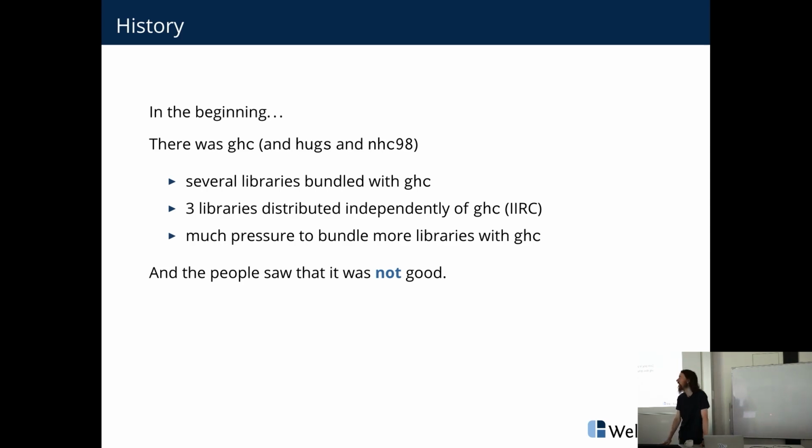In fact, I think there were more libraries that were bundled with GHC than there were that were shipped independently of GHC. And so because of that, there was a lot of pressure on Simon and Simon to accept lots more libraries, and pressure in the opposite direction, saying, no, thank you. We don't want to maintain your libraries for you. Thank you very much. Our release process is difficult enough as it is, without having more and more bundled together. So the people saw that it was not good.